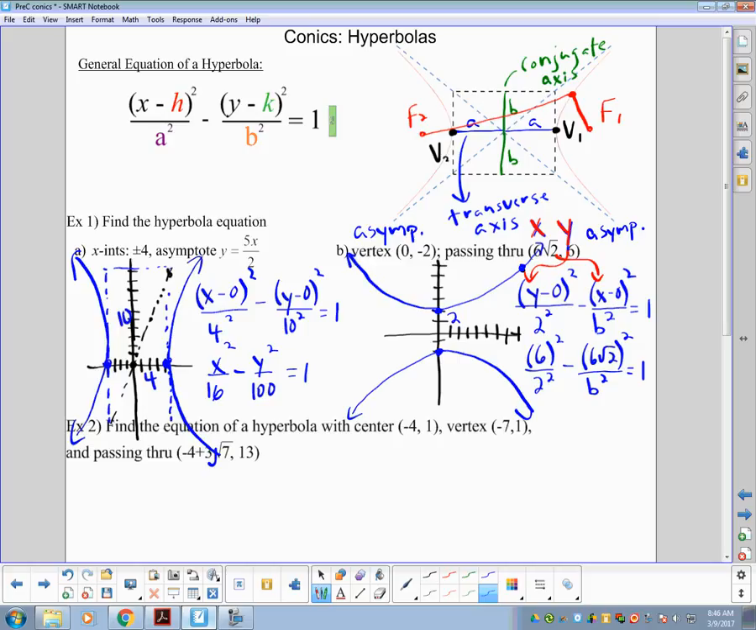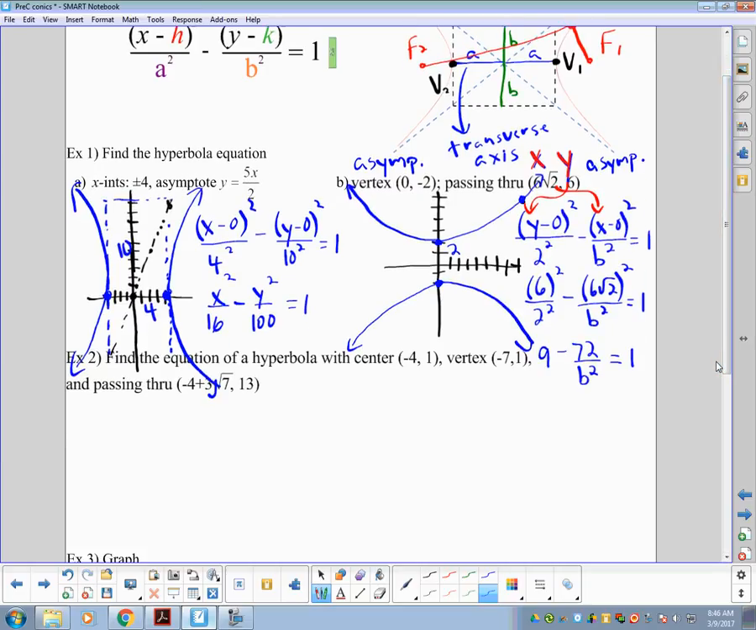So 36 over 4 would be 9. And then 6 root 2 squared is 36 times 2, which is 72 over b squared equals 1. I'm just going to keep going down the side here with the algebra. Subtract 9 from each side. So it's minus 72 over b squared equals negative 8 over 1. I'm subtracting 9 from each side.